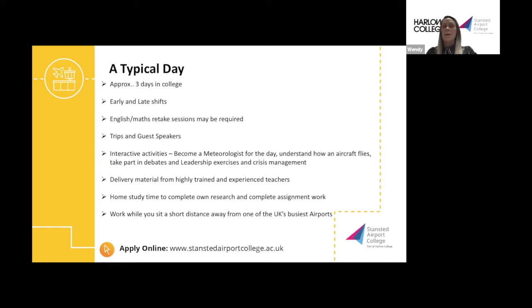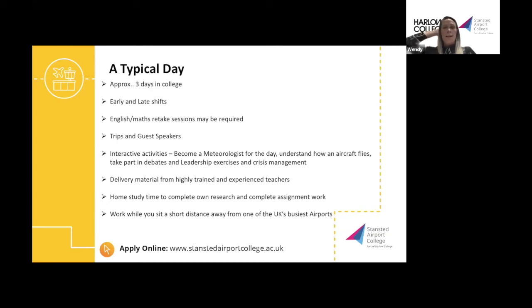Individuals that haven't successfully completed their maths and English at grade 4 or higher will be required to take these. So sessions will run in addition to their standard study programme. You may also be visiting the airports, going on airside bus tours, having tours of hangars, or visiting one of our private corporate providers to view the private jets. There's often a number of guest speakers that also attend the college. We've had talks from RAF pilots, just to mention one.